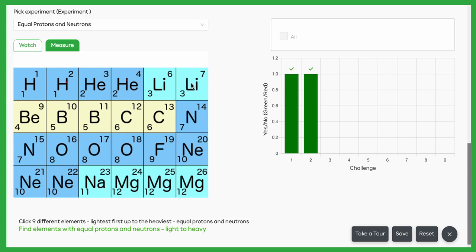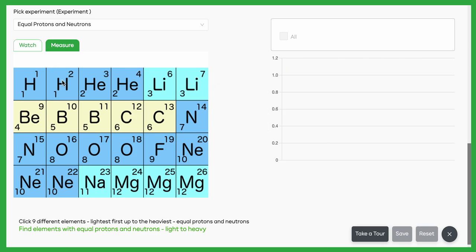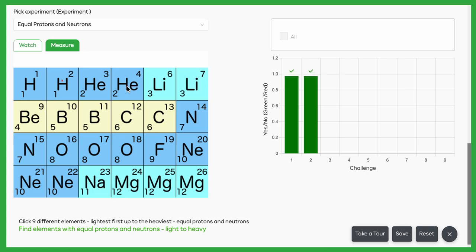Let's click on something that we know isn't correct. Okay, you'll get a red bar, and you can always reset and start over again. So let's see if I go through these. And so there are 9 of these that have equal numbers of protons and neutrons. And you'll probably start to figure out a trend there.